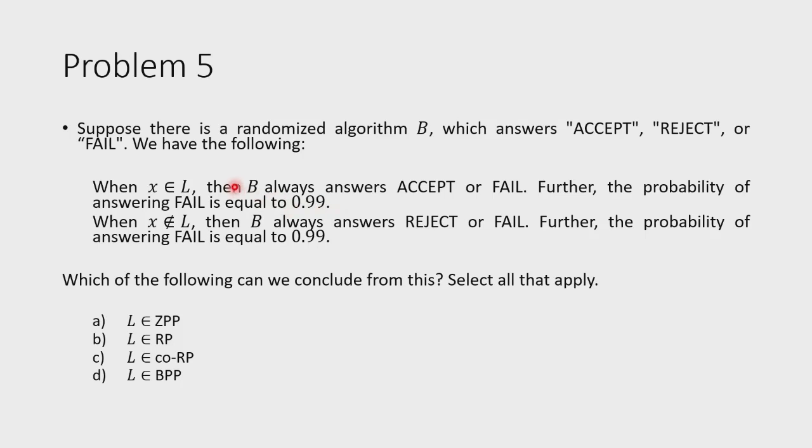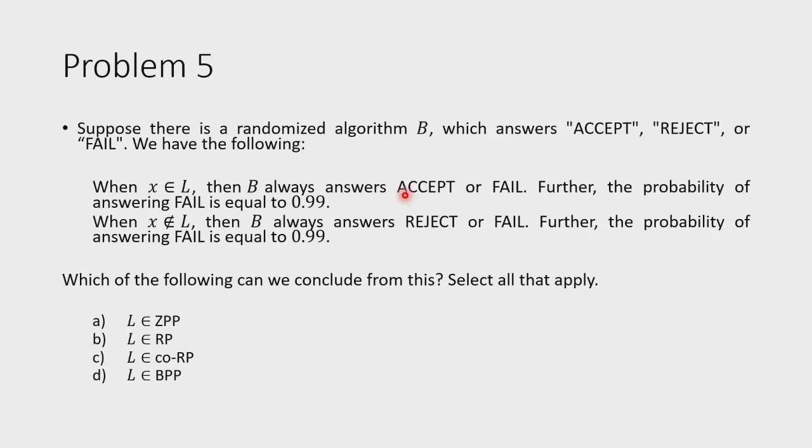We can run this algorithm B multiple times and do the following. We only output fail if all of the iterations output fail, and if even one iteration outputs accept, we output accept. If at least one of the iterations outputs reject, we output reject.